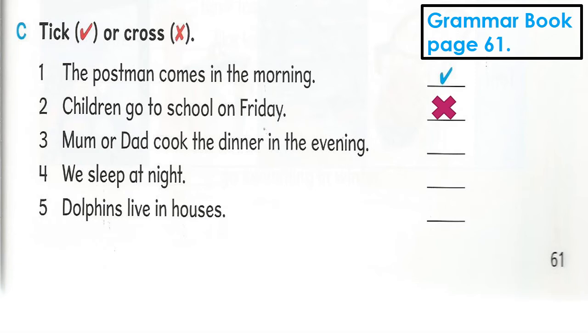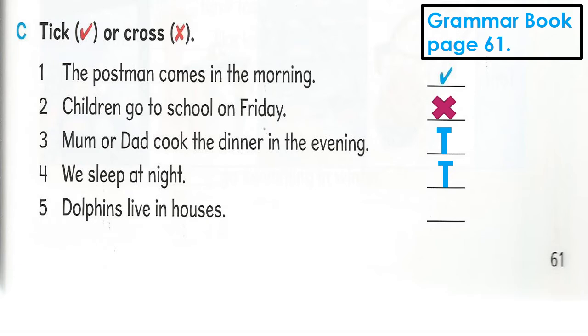Number 3. Mom and dad cook the dinner in the evening. True or false? True. Yes. Why true? Because it's a daily action. Mom and dad cook the dinner in the evening, and mom and dad are plural nouns, so this sentence is correct. Number 4, we sleep at night. We sleep, so the verb here is correct. Sleep comes without any addition in the affirmative form with plural nouns like we. So we sleep, it's correct. We sleep at night. Is the sentence correct? Yes, correct. So the sentence is correct or true.